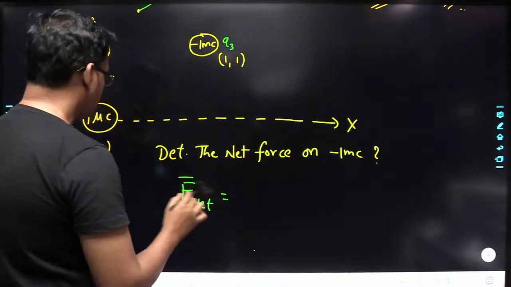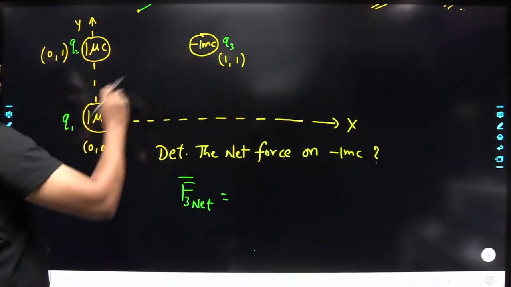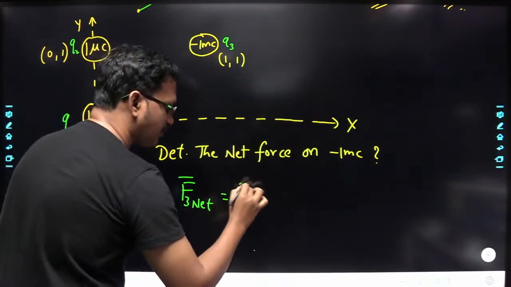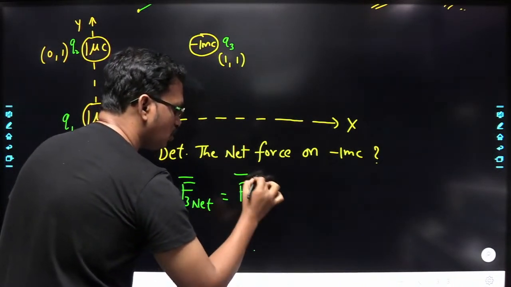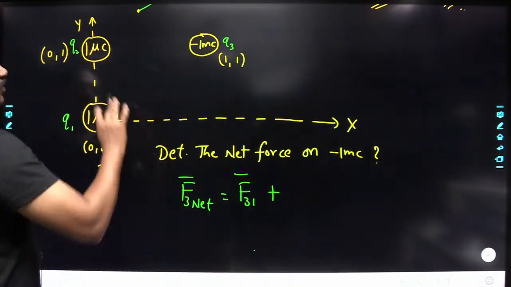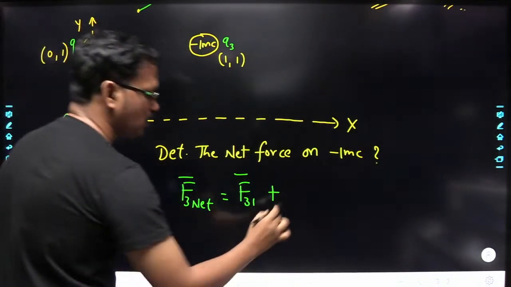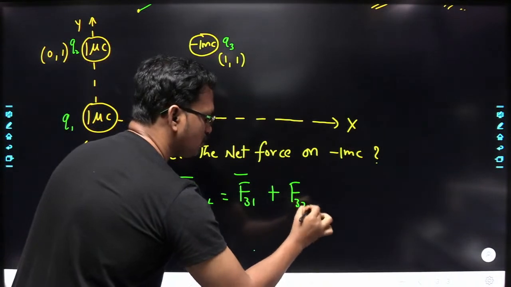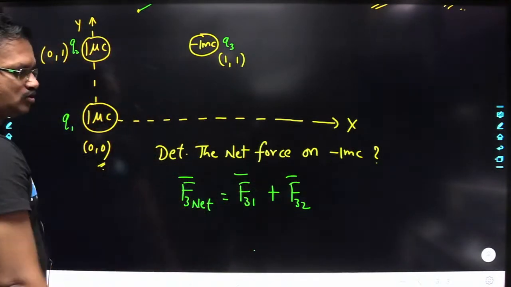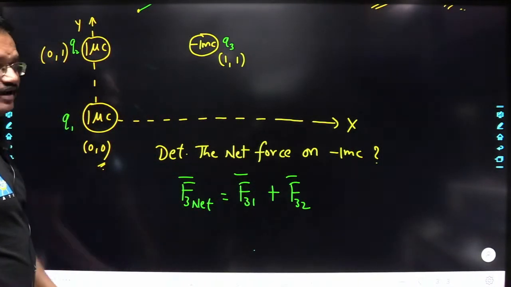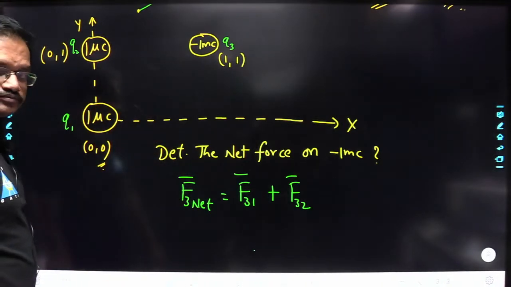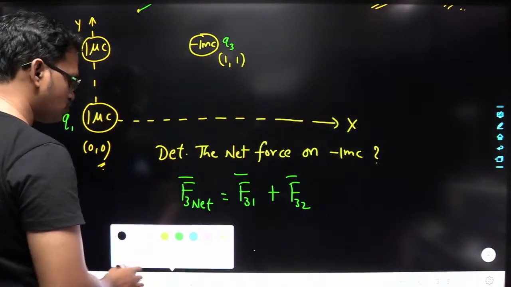That means you have to determine force on 3 due to 1 plus force on 3 due to 2. So if you add up these two, you are going to get the net force on 3. Yes or no? Okay. So how to determine this one here?